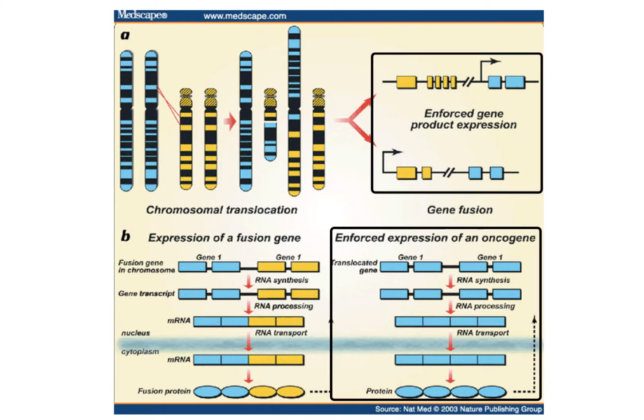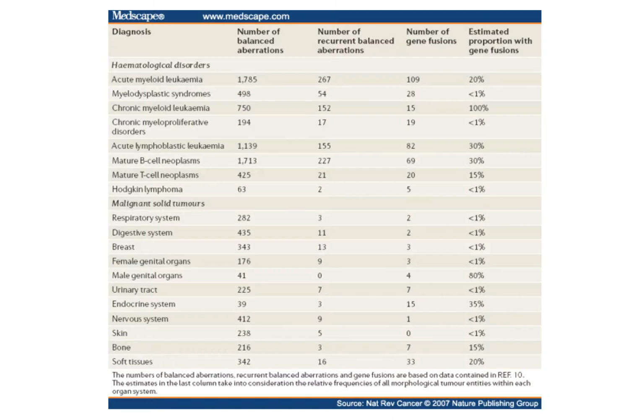You can also get it by this enforced expression of an oncogene. So normally certain genes are turned on to a limited extent. But if they're placed next to a very active promoter, such as in this case or this case, then the promoter can cause that gene to be expressed and the protein to be expressed in much higher levels than normal, and that will change the function of that cell and often turn it into a cancer cell. So that's just one type of change that can lead to cancer.